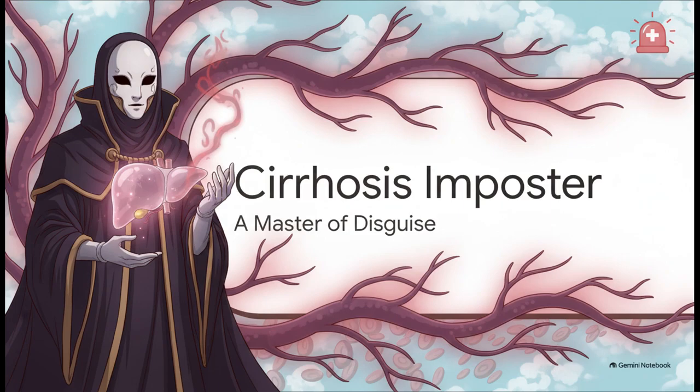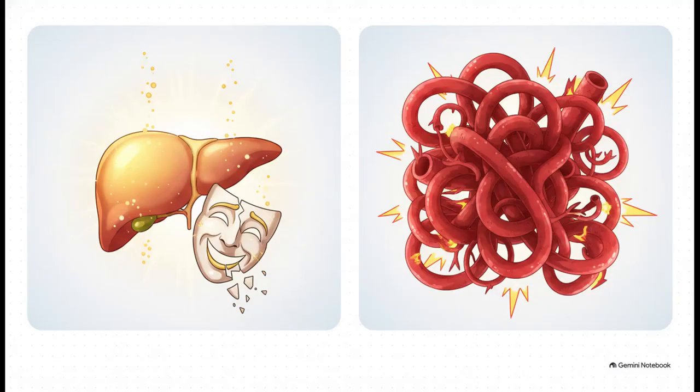You know, when a patient rolls in with variceal bleeding, which is when those swollen veins in the esophagus actually rupture, it's an absolute emergency. The clinical picture looks identical to end-stage liver disease. But here is where the imposter's mask actually slips. If you compare this condition directly against cirrhosis, you're going to spot a glaring difference.